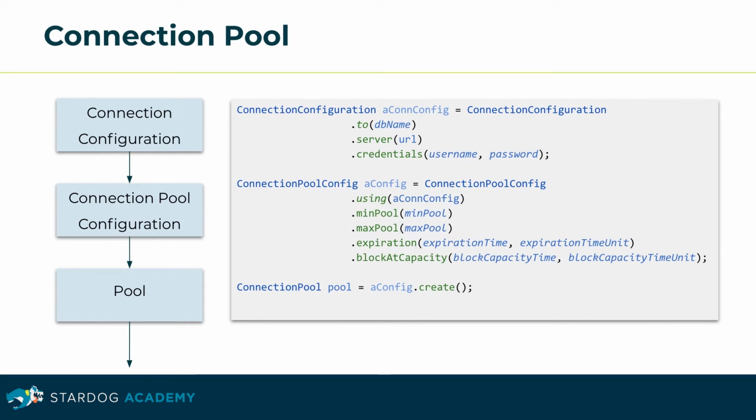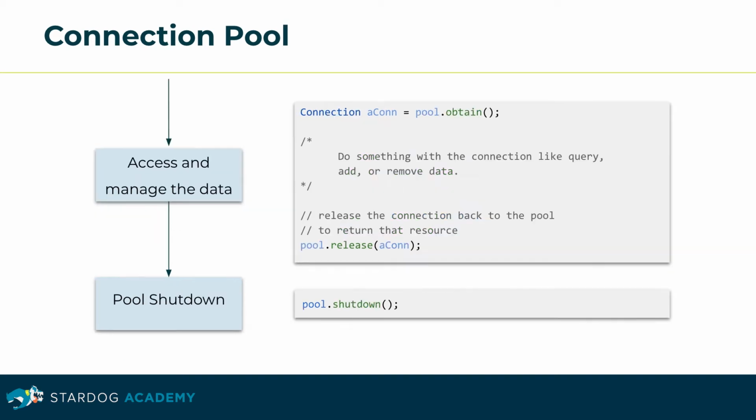That configuration we pass to our connection pool configuration where we add in the min and max pool size as well as expiration blocking specifications. Finally, in the last line, we can use that configuration to create a pool. So essentially, the connection pool configuration is the factory that once fully configured, you have your pool. Then from the connection pool, we can obtain a connection and then later release it.